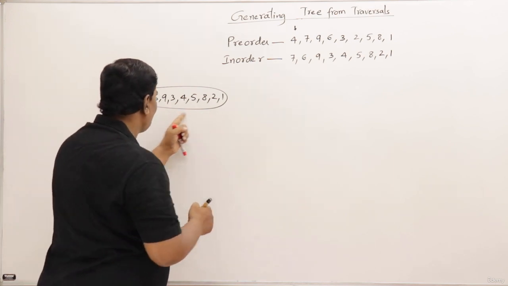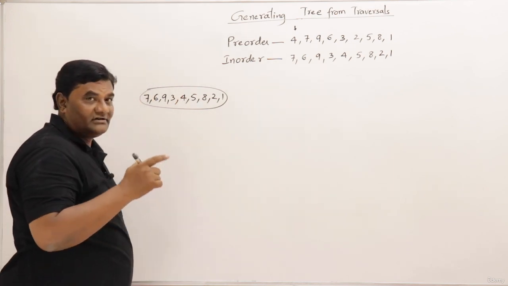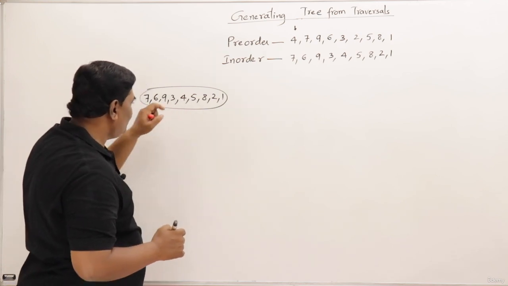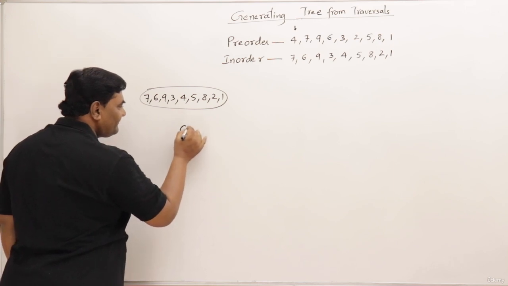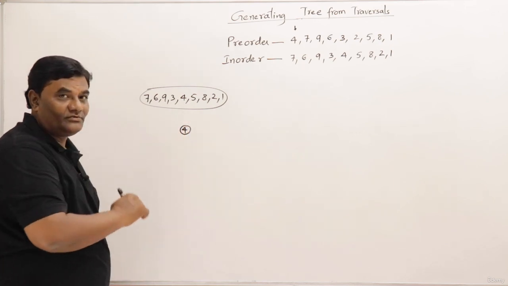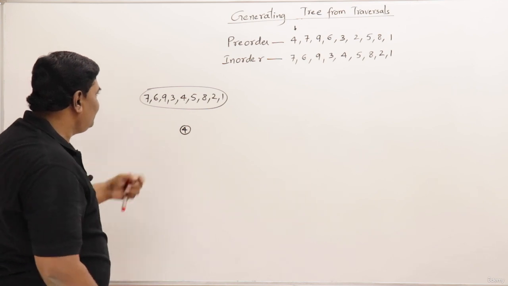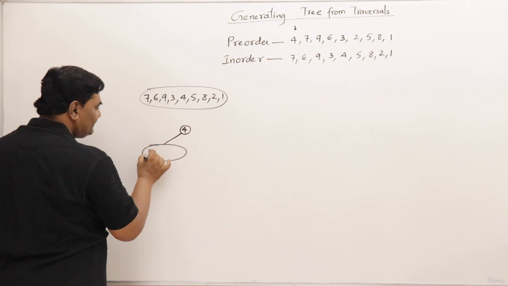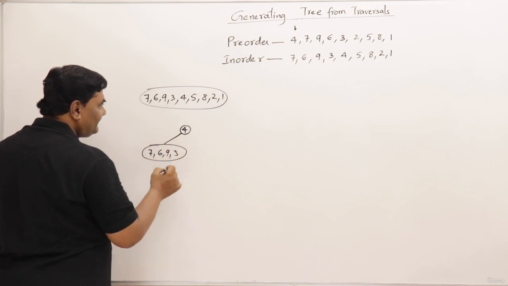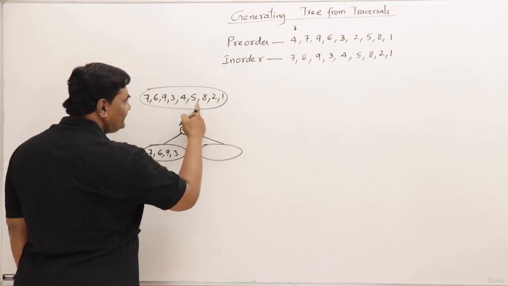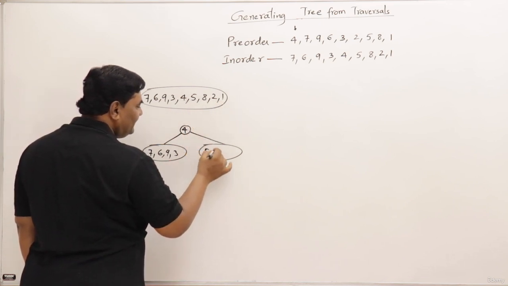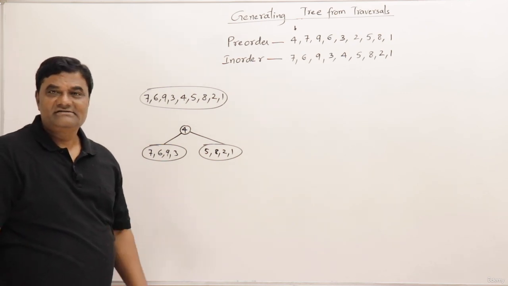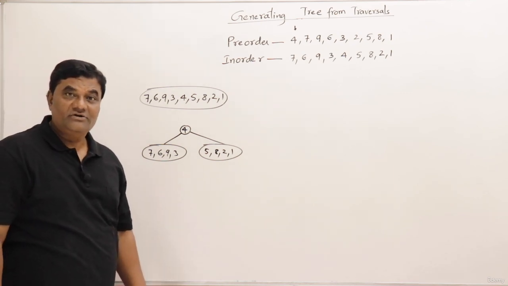So search for 4. Observe once again. Search for 4 in this list of elements. Yes, it is found here. So take 4 in one node. This is root. Then what about the rest of the elements? 7, 6, 9, 3 on the left hand side of 4, and these elements on the right hand side: 5, 8, 2, 1. Yes, we got the first node, that is the first root node.